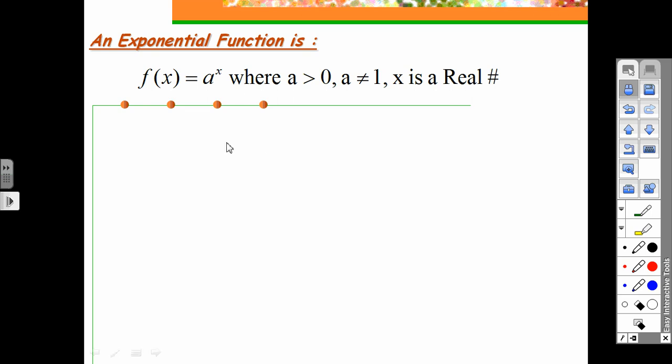An exponential function is in the form of f of x equals a raised to the x, where a has to be a positive number, and we're not going to have it equal to 1, because 1 raised to anything is still just going to be 1, so that wouldn't be interesting. And we're also going to define that x has to be a real number, so no imaginary numbers. So what we're going to do for right now is we're just going to focus on what the graphs of exponential functions look like.